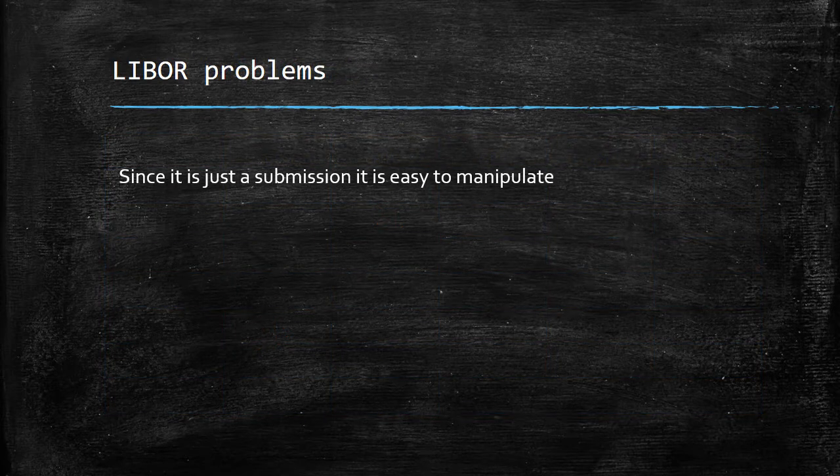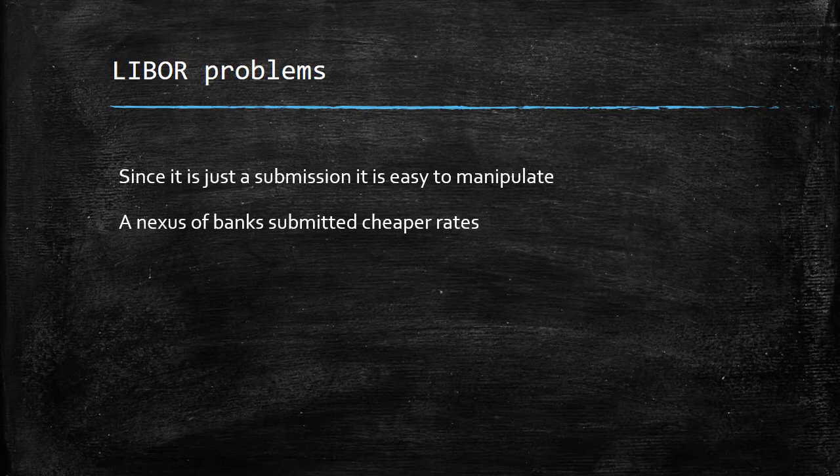So what are the problems introduced by LIBOR? It is just a submission, so it's easy to manipulate by the member banks, which has happened in the past. An excess of banks submitted cheaper rates. So to get rid of this anomaly, risk-free rates have been introduced.